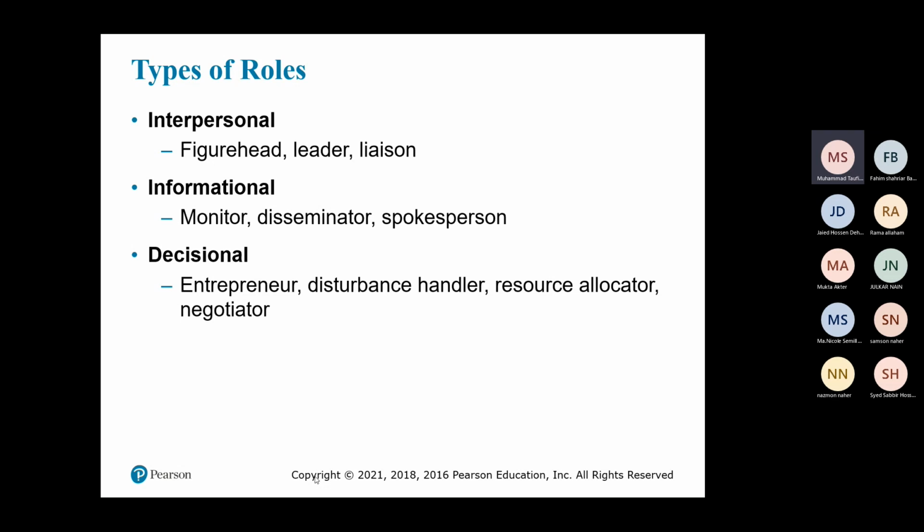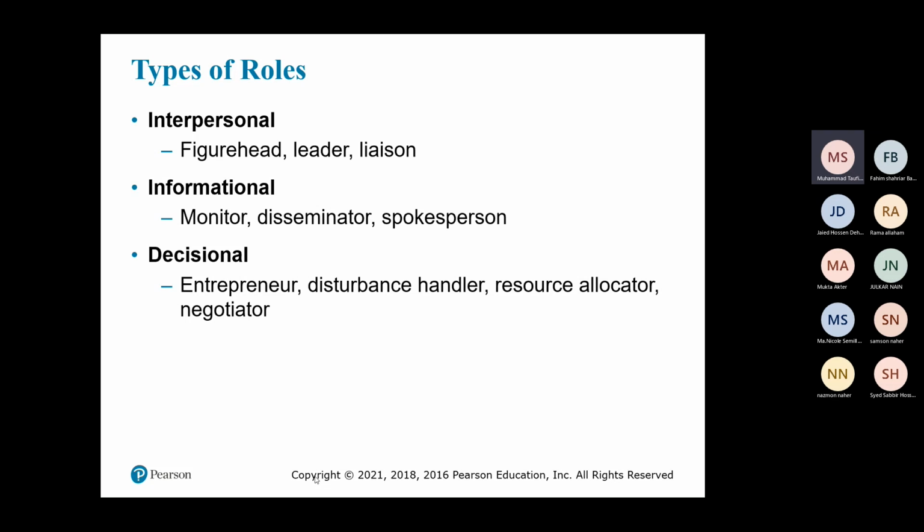Interpersonal role means interaction. As a manager, you must be able to interact with people and have good interpersonal skills. Informational means you also work to disperse information as an informator. And lastly, decisional means that you must make decisions for your organization. So these are the three groups of roles a manager must take in the company or organization.